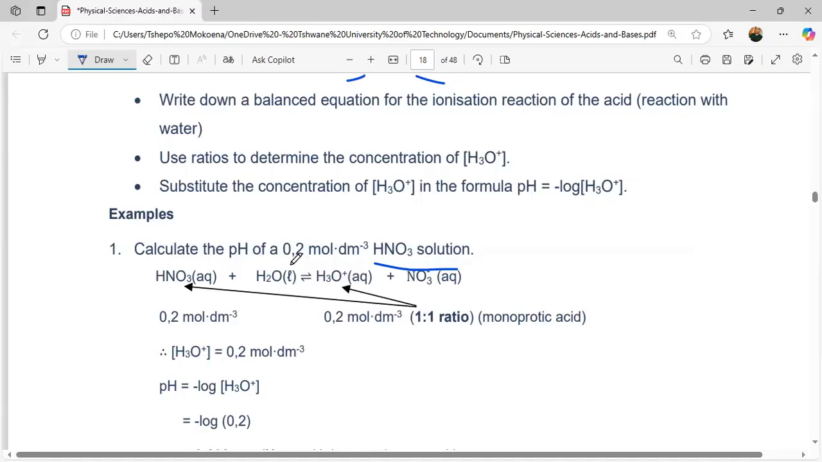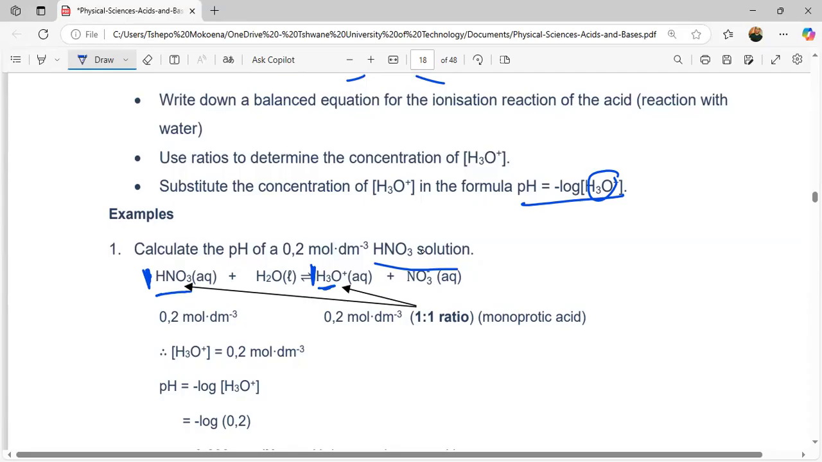You are calculating the pH of this one. Now, here we have 1 stoichiometric coefficient. Because I told you the formula you're going to use has the H3O+ ion, you focus on the coefficient of the H3O+ ions, which is this one over here.